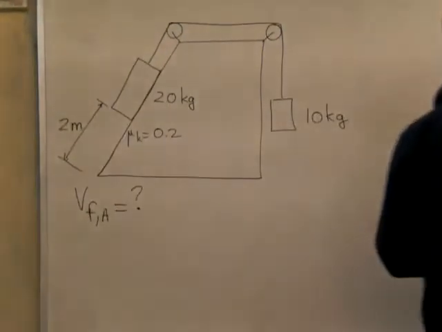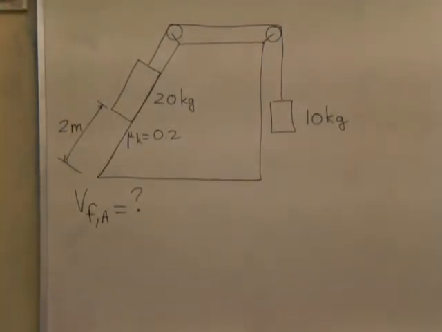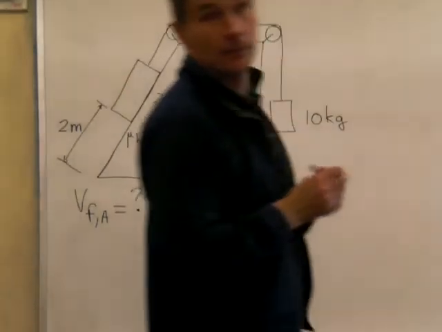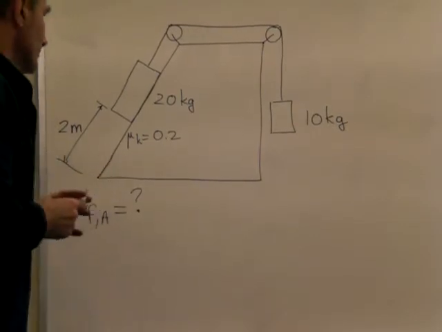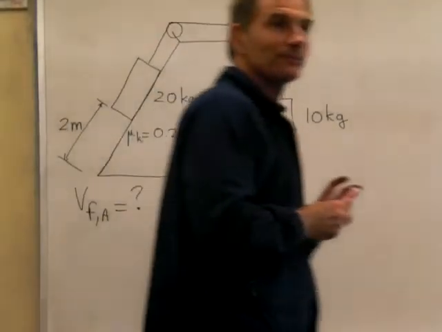Let's do B. So the weight, and here's the tension. Of course, we know that the two tensions are going to be equal in magnitude. So what's next?